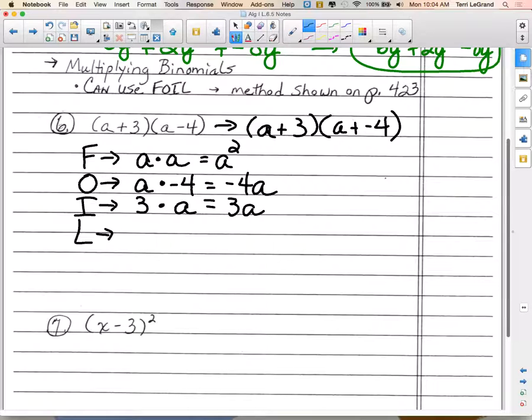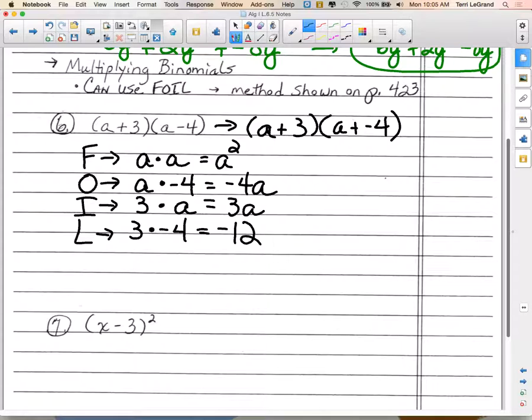And the L step for this one would be, Haley? 3 times negative 4. And Hayden, that would be? Negative 12. Well, those 4 products now have to be what? Not multiplied. This is now an addition problem.